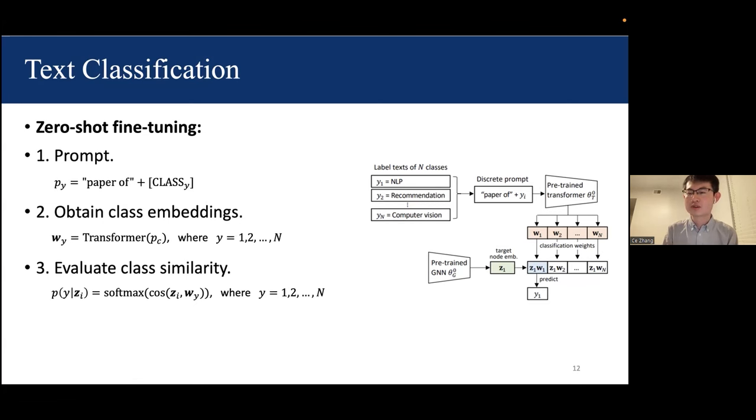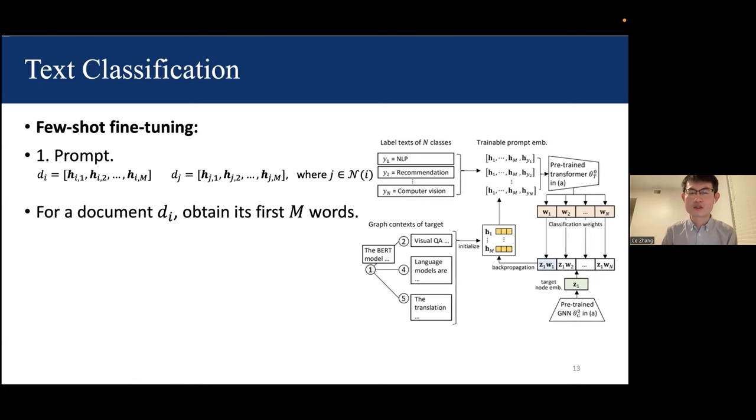This is zero shot fine tuning. Now let's look at the second scenario, which is few shot fine tuning. For few shot fine tuning, we observe a few labeled documents to fine tune the model. And then we apply the fine tuned model to remaining unlabeled documents, and we want to classify them.